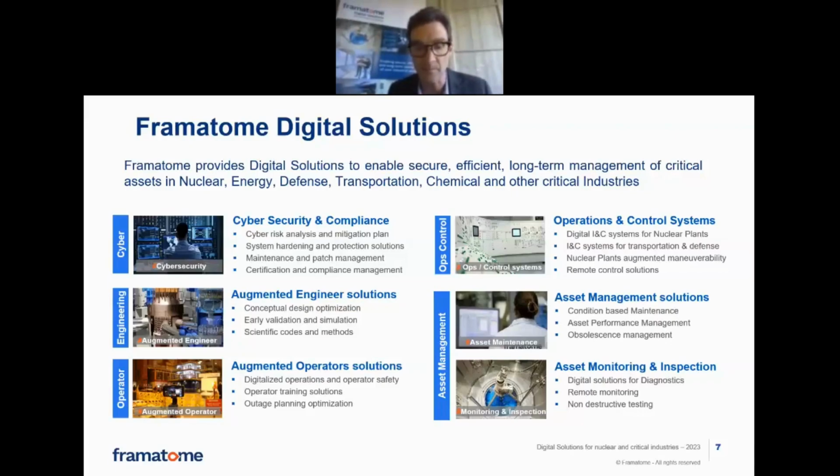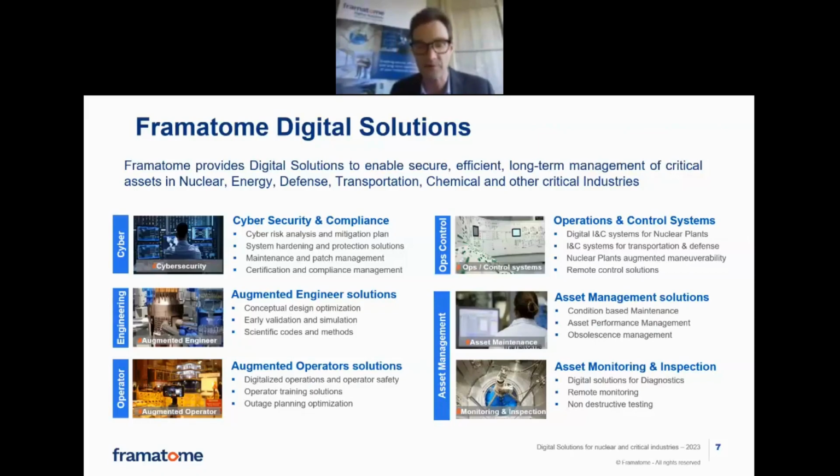This has always been an important aspect in maintaining the safety and security of industrial assets. We provide here software and services, the solutions that can help to identify vulnerabilities, protect assets, define the risk analysis and mitigation plans, so auditing, as well as system hardening or patch management solutions. This will not be covered today in this call.